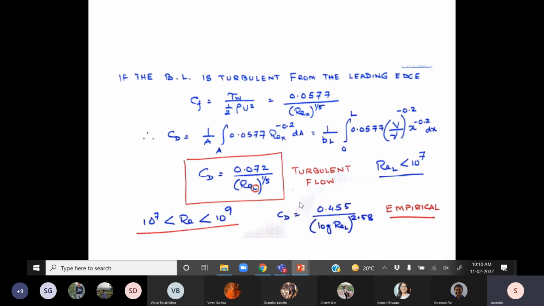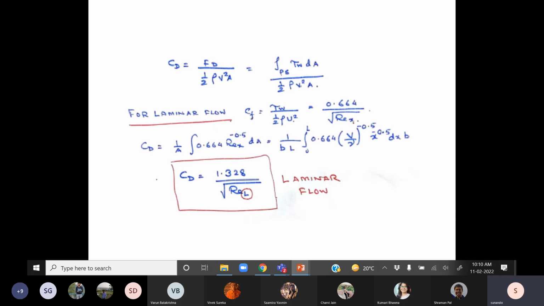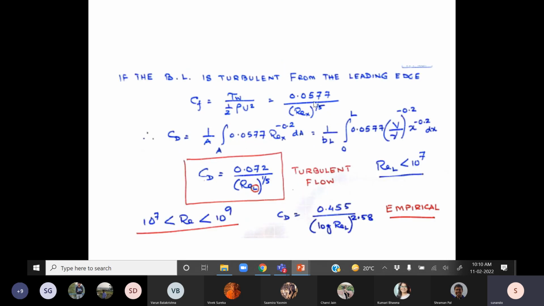Okay. Do you have any question on the fundamental concept of CD? How does it differ from CF? How to evaluate CD for the case of laminar flow and for the case of turbulent flow? Any questions that you may have? All right, so we realize that these are the three relations that one needs to use in order to obtain the CD and therefore the total drag force acting on a surface.